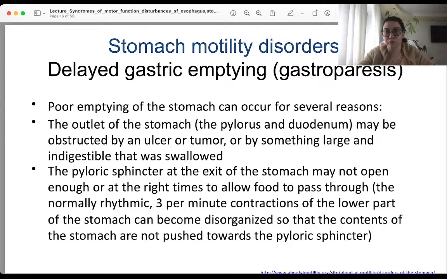And I promised you to stop on different forms. The first form is delayed gastric emptying, or gastroparesis. Poor emptying of the stomach can occur for several reasons. First, the outlet of the stomach, the pylorus and duodenum, may be obstructed by an ulcer or a tumor, or by something large and indigestible that was swallowed. The pyloric sphincter at the exit of the stomach may not open enough at the right times to allow food to pass through. The normally rhythmic contractions of the lower part of the stomach, 3 times per minute, can become disorganized, so that the contents of the stomach are not pushed toward the pyloric sphincter.